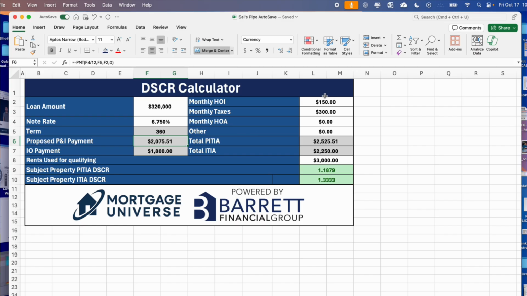But we calculate her homeowner's insurance, because we have to add the homeowner's insurance at $150 a month. Her taxes are about $2,347 a year, so that is $195 a month. There's no HOA in the property. There's no extra cost. Sometimes you have flood insurance or property management fees or something like that, but in this example, it's very simple. We don't have any of that. So her total payment, principal, interest, taxes, insurance, comes to $2,420.